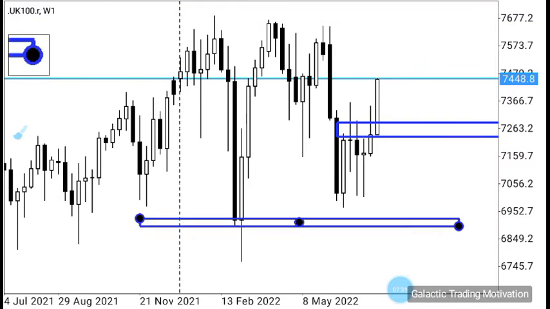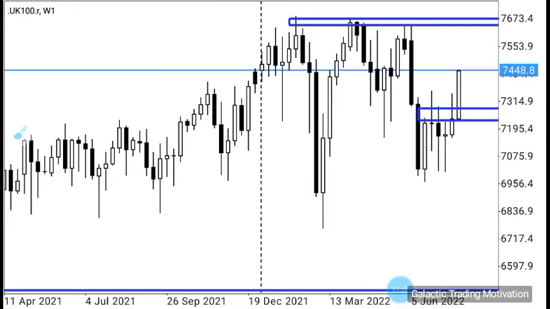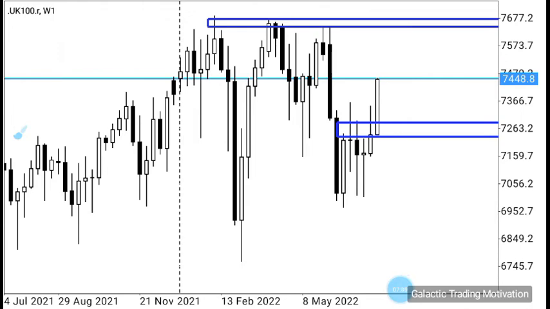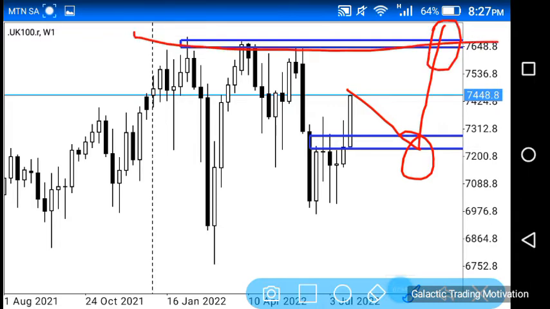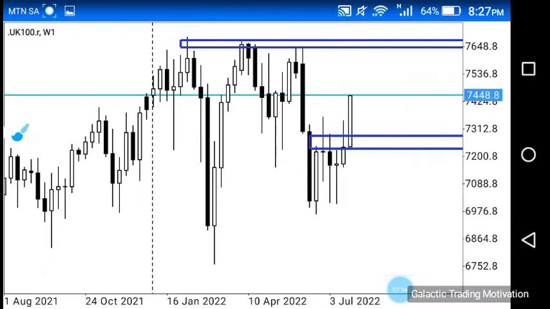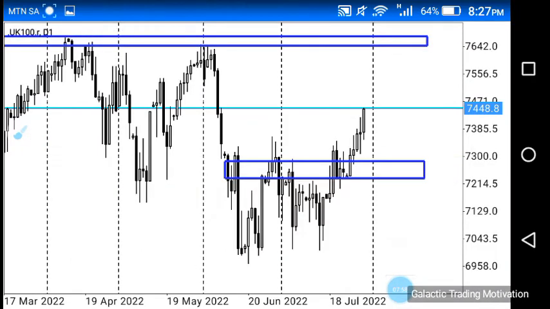Just bear with me, guys. There we go. So as I said, should price retrace back to here, we would look for further buying opportunities, and our first take profit would be this level over here, because it's a very strong area of resistance. Anyway, from here I'm just going to head down to the daily chart, and here we are on the daily chart.